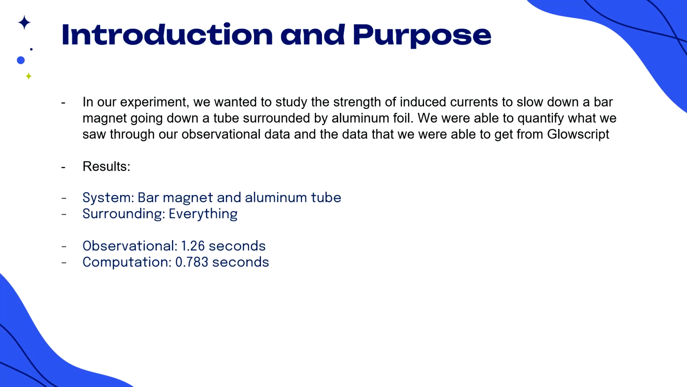So, for introduction and purpose, in our experiment we wanted to study the strength of induced currents to slow down a bar magnet going down a tube surrounded by aluminum foil. We were able to quantify what we saw through our observational data and the data we were able to get from GlowScript. Our system was the bar magnet and aluminum tube. The surrounding was everything else. Our observational data found that the bar magnet fell down the tube for 1.26 seconds, and our computation found that it was 0.783 seconds.